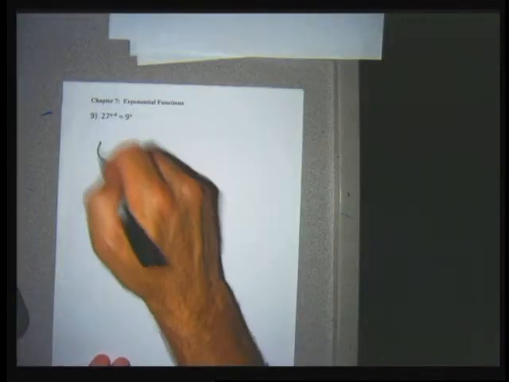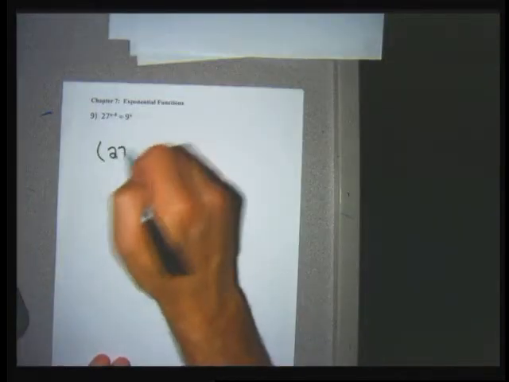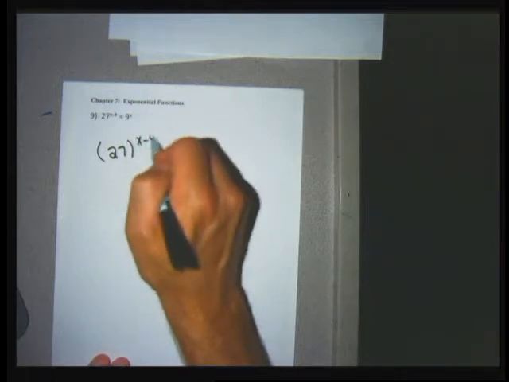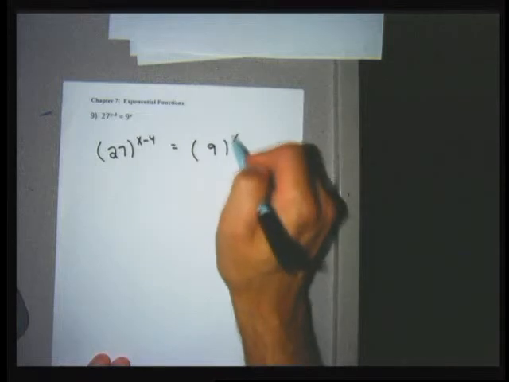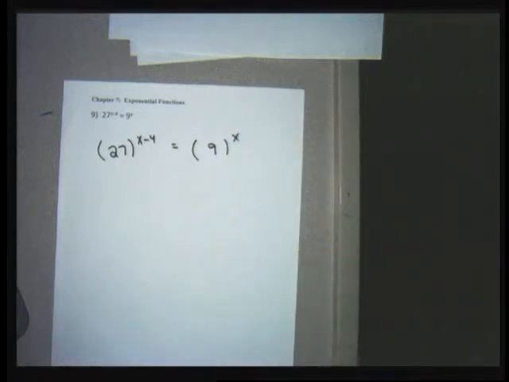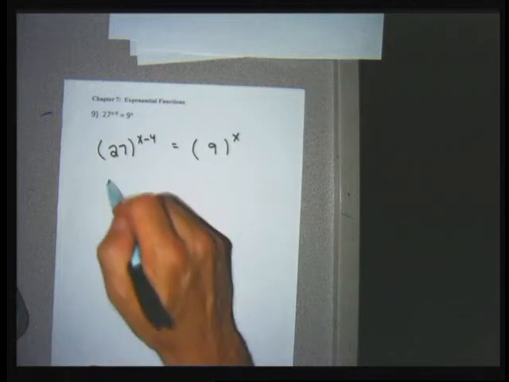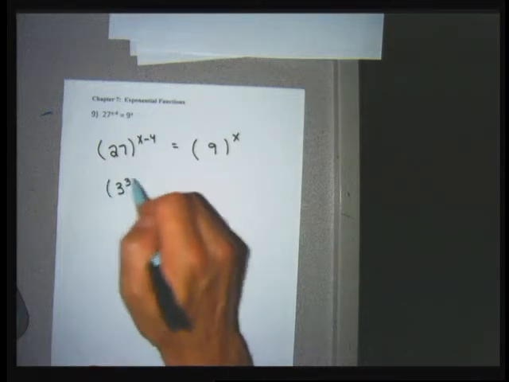For 9, because neither number is prime, I have to do a prime factoring for each. And usually when there's an exponent and I have to do a prime factoring, I bring in a parentheses so I know to multiply the exponents. Now I'm going to prime factor 27. I have that memorized, but you can use your calculator.